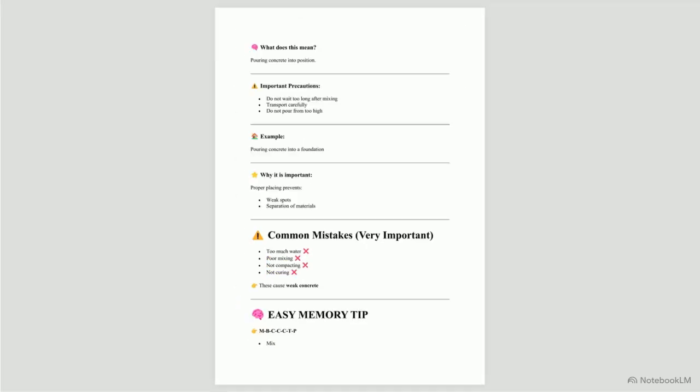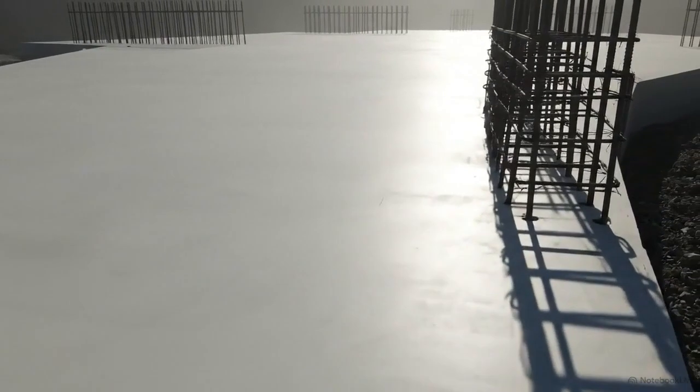Professionals use a memory tool to ensure every phase of the operation is completed. This acronym, MBCCCTP, acts as a checklist for the pour. Decoding these letters provides the chronological sequence for a correct operation: mix, batch, compact, cure, control moisture, test, and finally, place. Following this sequence results in a rock-hard foundation.